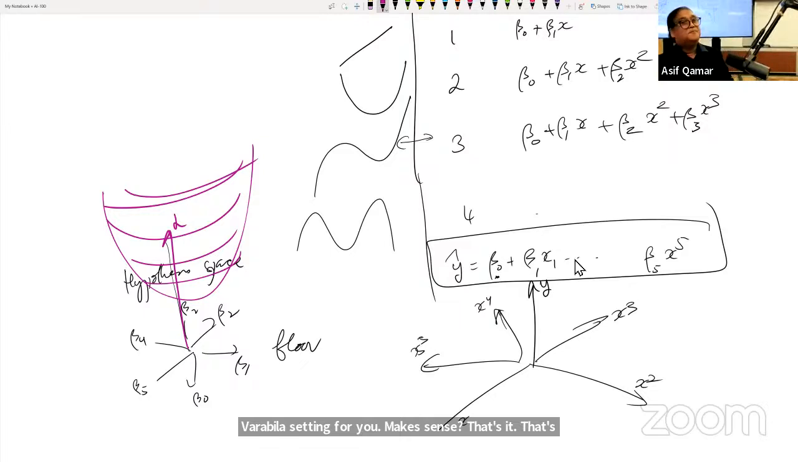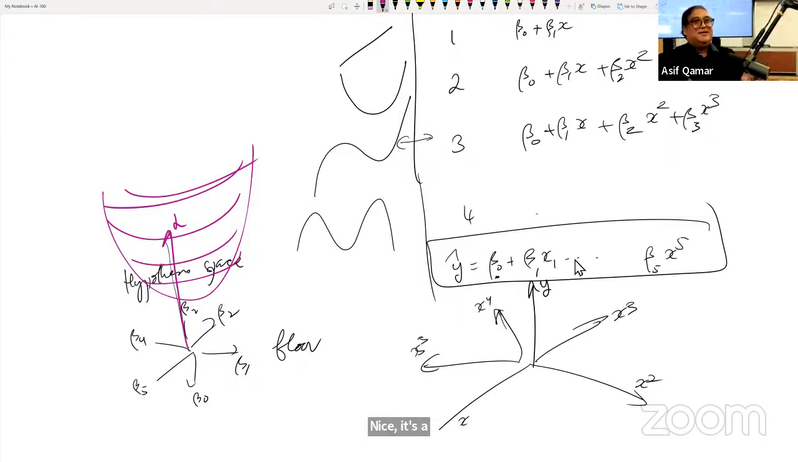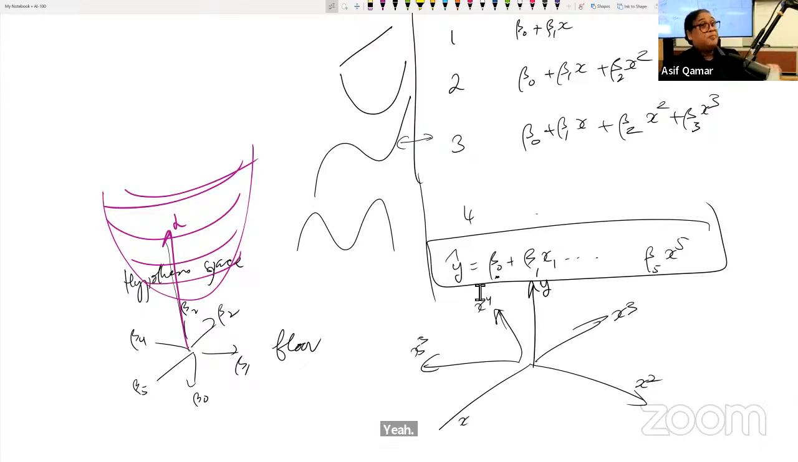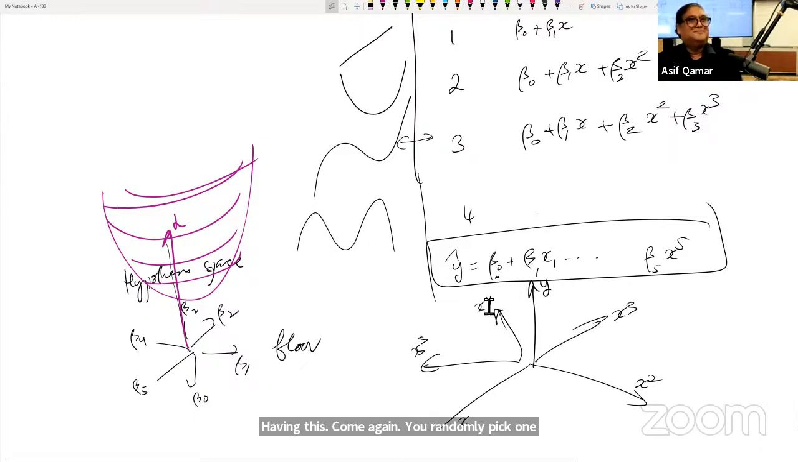It's a surface, exactly. It's empty. So don't think papaya, just the outer shell of the papaya, right? Where does it... let's say if we want to take a stab at this, how do we select the betas? You randomly pick one and do gradient descent.